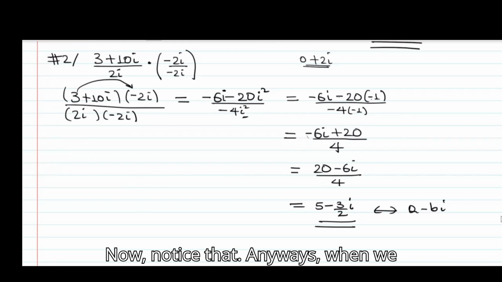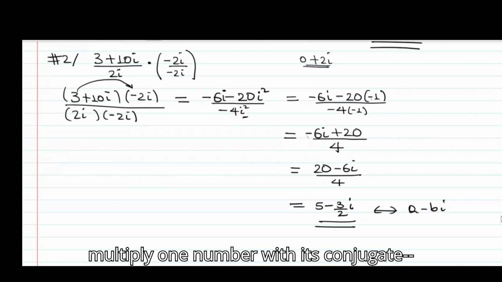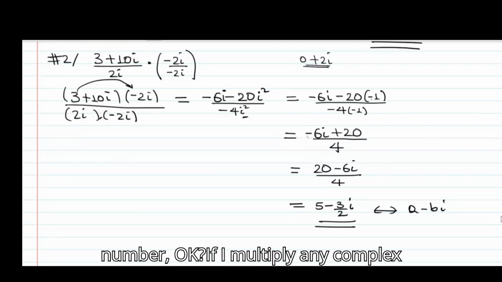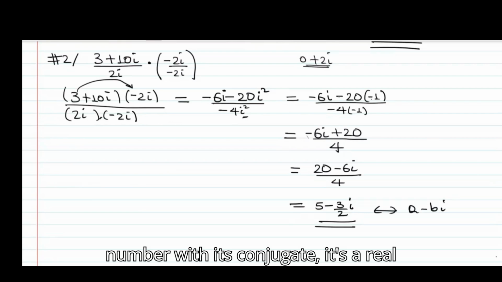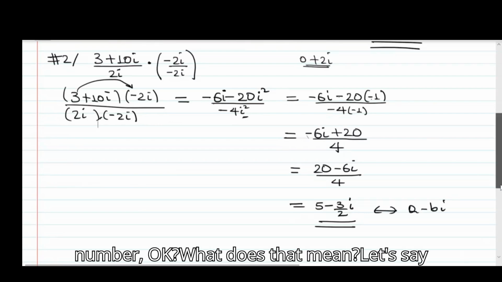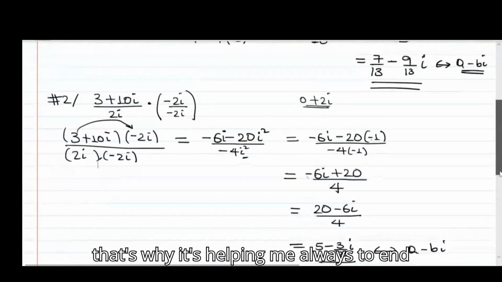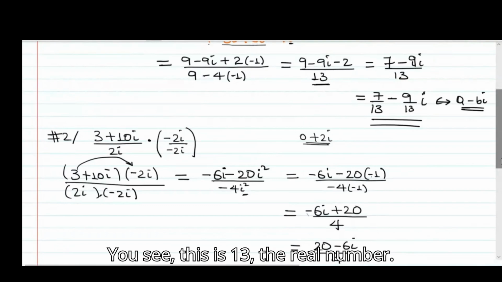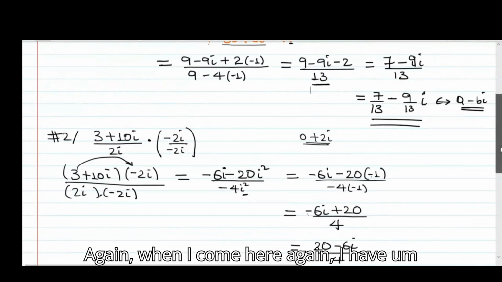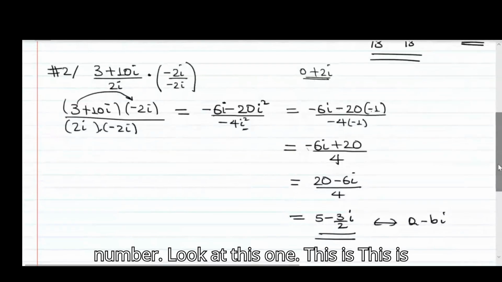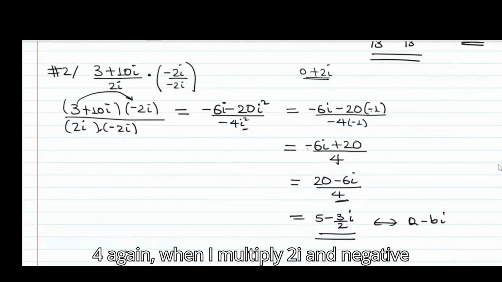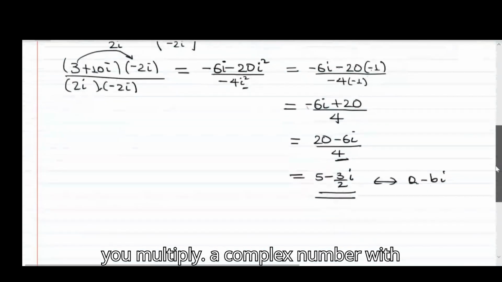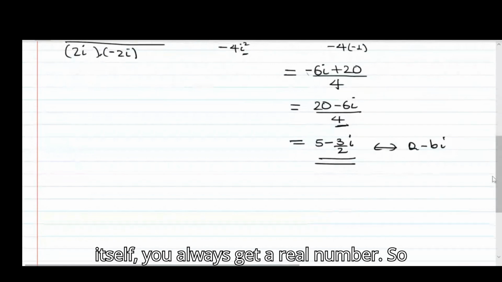Now notice that always when we multiply one number with its conjugate, it is always a real number. If I multiply any complex number with its conjugate, it's a real number. That's why it helps me always end up with a real number at the bottom. You see, this is 13, the real number. Again, this is 4 when I multiply i and negative i. So you have to recognize that when you multiply a complex number with its conjugate, you always get a real number.